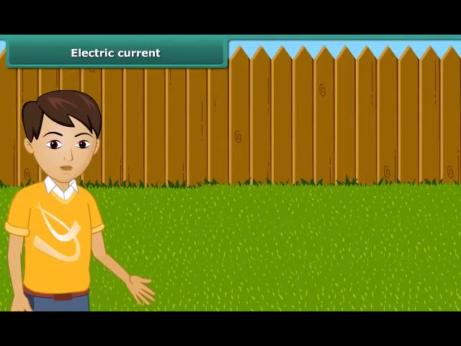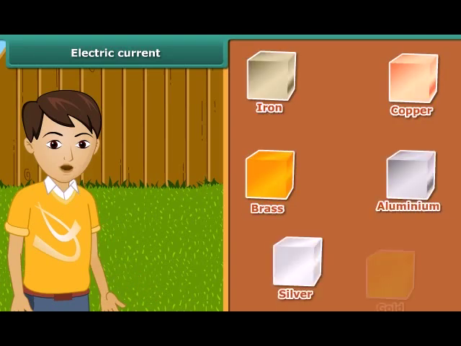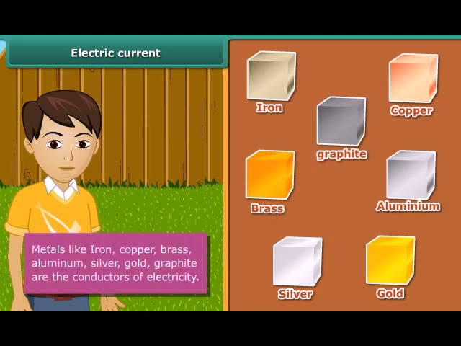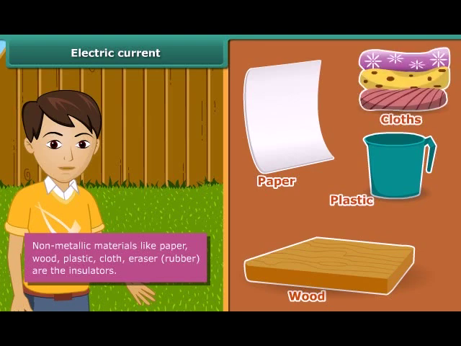Some materials allow electric current to pass through them, others do not. The materials that allow electric current to pass through them are called conductors. Iron, copper, brass, aluminium, silver, gold, graphite, etc. are conductors of electricity. The materials through which electric current doesn't flow are called insulators. Insulators are also known as non-conductors of electricity. Paper, wood, plastic, cloth, eraser and rubber are insulators.